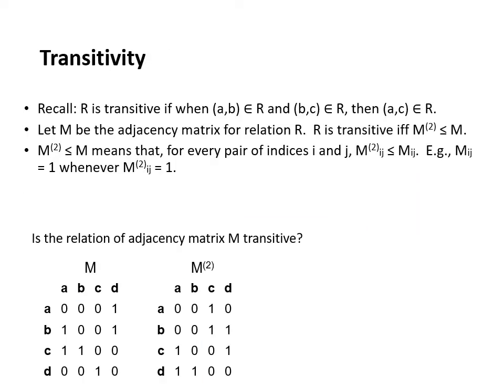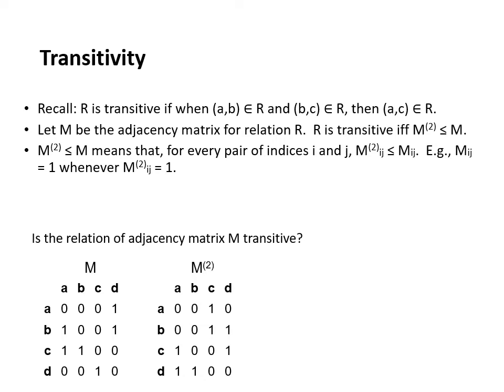So recall that R is transitive if, when (a, b) is an element of R and (b, c) is an element of R, then (a, c) is also an element of R. So let M be the adjacency matrix for relation R. Then it turns out that R is transitive if and only if M squared is less than or equal to M. This less than or equal might be a little bit confusing when applied to matrices, so we have to define it.